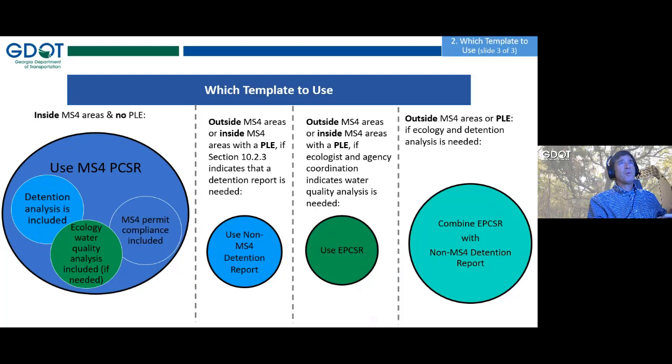Everything can be included in the MS4 post-construction stormwater report if it falls in an MS4 area. And then you've got the part outside of MS4 areas. If you still need detention, then you could do the non-MS4 detention report. Or if it's outside MS4 areas and you only need to do water quality analysis, then you use the Ecology post-construction stormwater report. Or if it's still outside of the MS4 area and you need both, then you've got them both combined there at the last, on the far right.